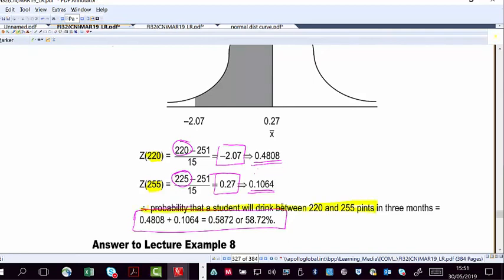The probability of a student drinking between those two z-scores, between 200 and 255 pints in 3 months, is found by adding together the two percentages we've pulled from our normal distribution tables, which gives us 58.72%.